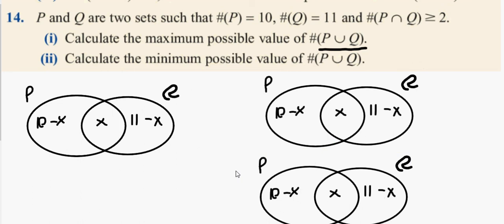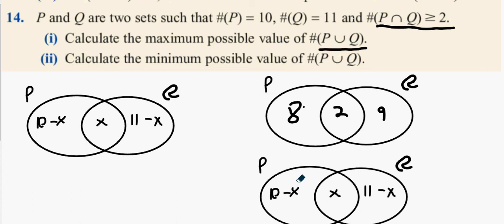First thing, it tells me I'm not allowed to set X to 0. How do I know that? What does it say about the intersection? It has to be bigger than 2. Bigger than 2. So what's the minimum value I'm allowed to have? 2. So what does that put the rest of the numbers to? 8 and 8 and 9. Okay, no worries.